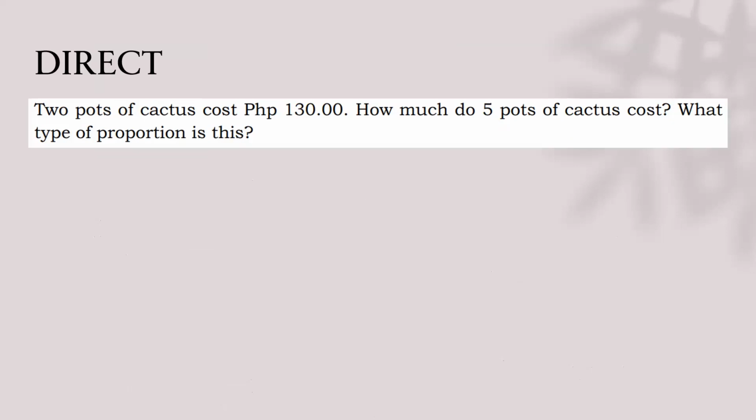What kind of proportion? Kung mapapansin natin dito, ang dalawa raw ay 130 at ang 5 ay magkano raw? So, what do you expect ang presyo? Tataas ba o bababa kapag 5 na yung pots? Tataas po. So, tumaas ang number ng pots natin. So, ini-expect natin na tataas din ang presyong babayaran natin para sa mga pasong yon. Ibig sabihin, that is a direct proportion. At paano natin siya isosolve?